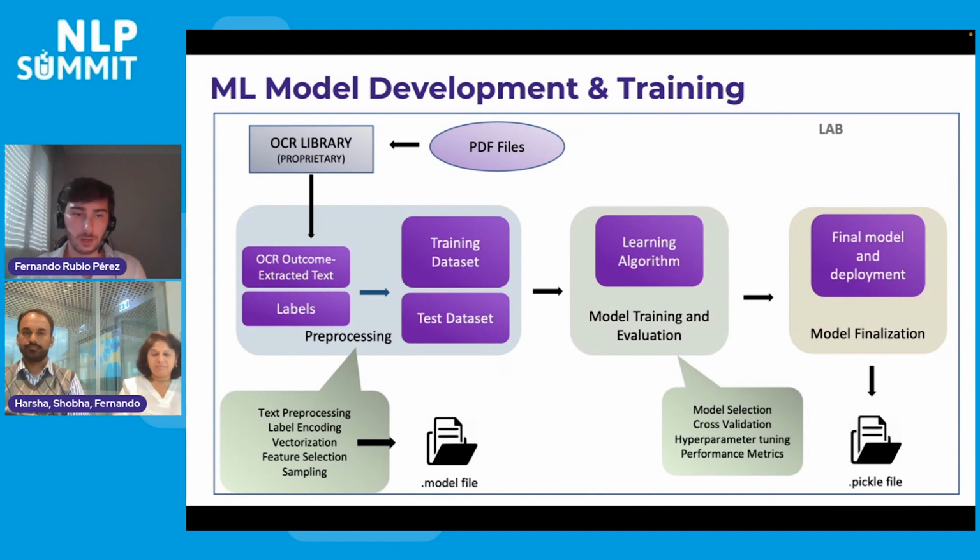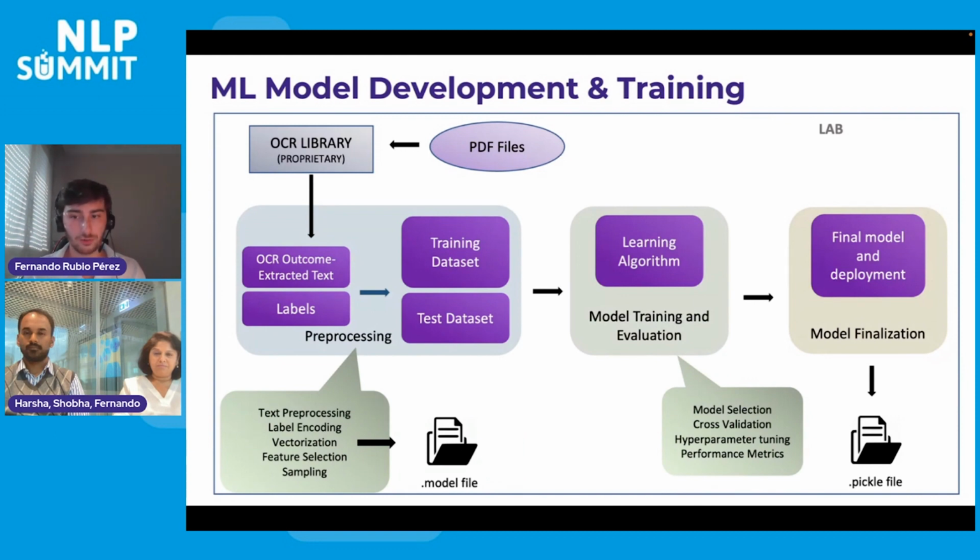And now that we already have the data, we have to train our model. Basically, we have to select a proper model that we want to test. We have to apply cross-validation and hyperparameter tuning to get the best results, and finally compare the different performance metrics. The outcome of this step is the final model and to deploy it.